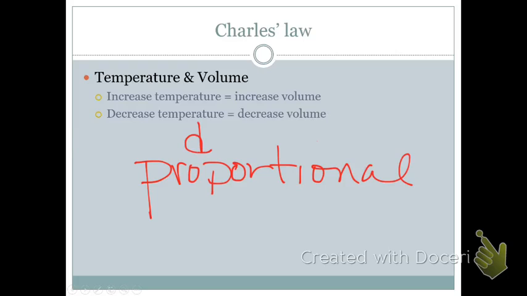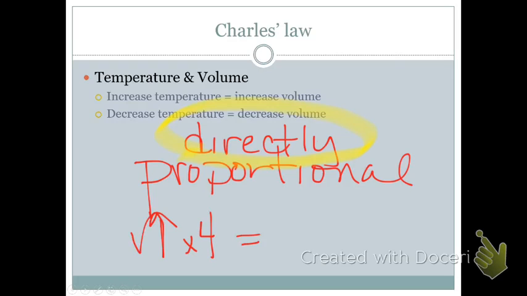And they are directly proportional. Key word for this one is that they are directly proportional to each other. So if my volume increases by a factor of 4, then my temperature is going to increase by a factor of 4. If my volume decreases by a factor of 2, my temperature is going to decrease by a factor of 2.